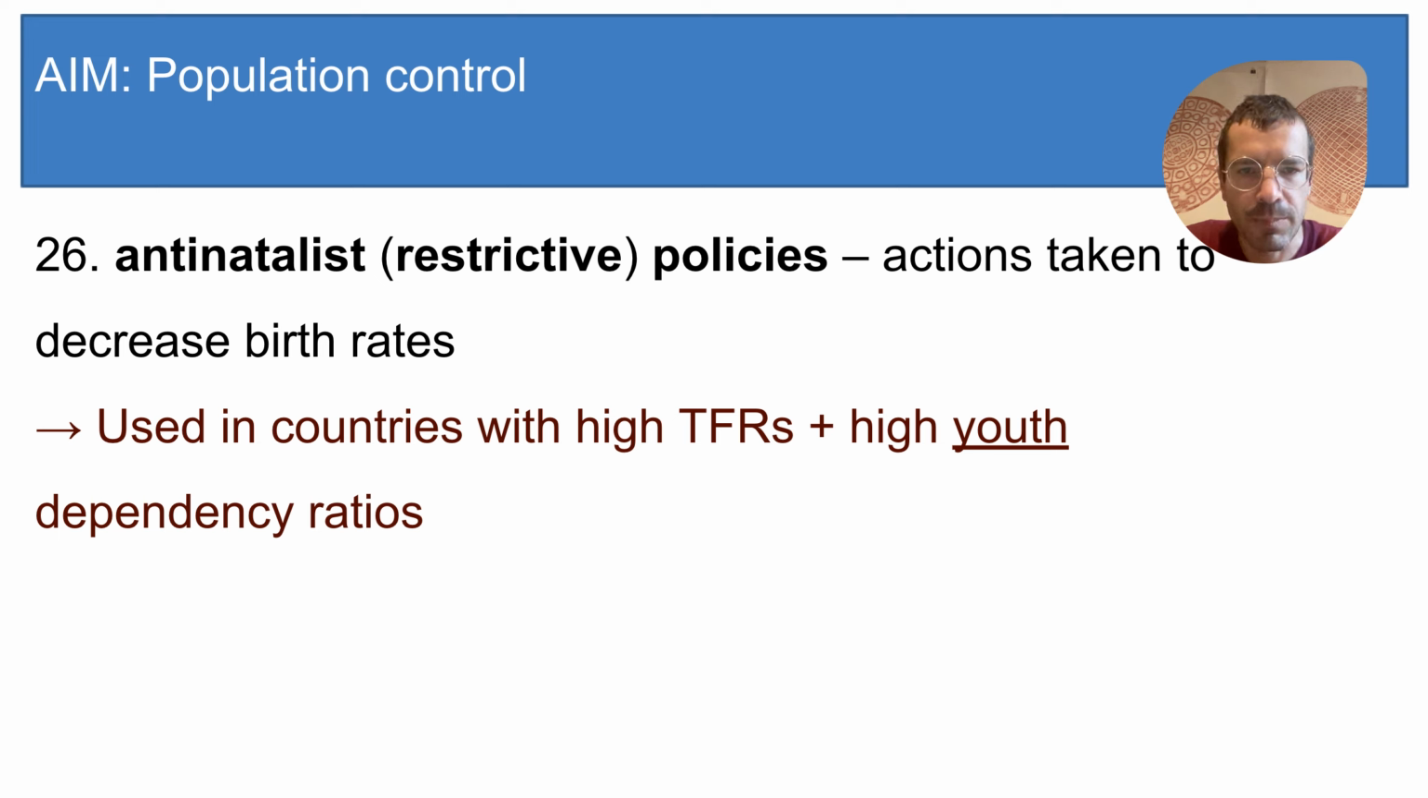Now let's look at the opposite approach, antinatalist policies, also called restrictive policies. Antinatalist policies are actions that governments take to decrease birth rates, and we find them being used in countries that have high birth rates and high youth dependency.